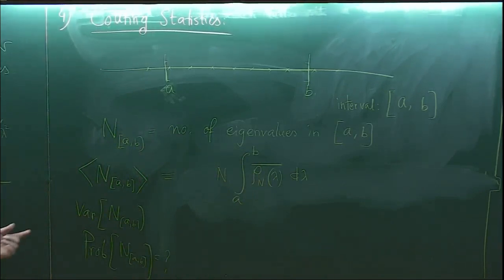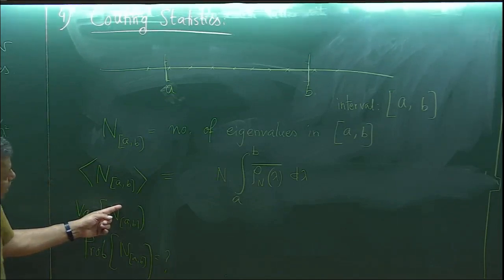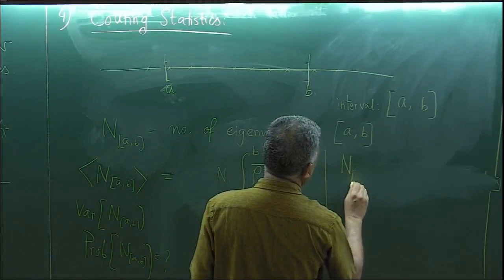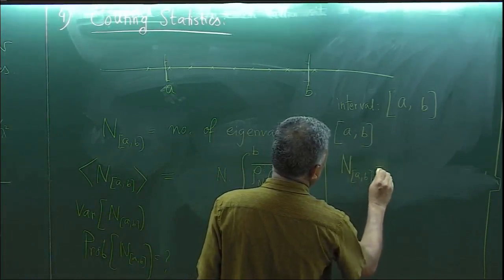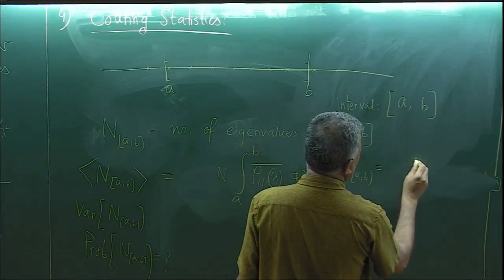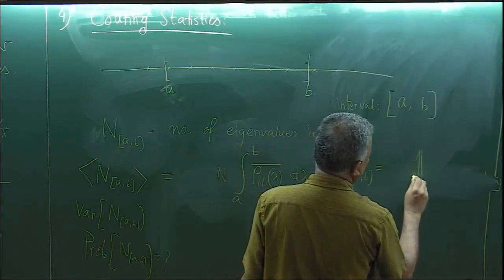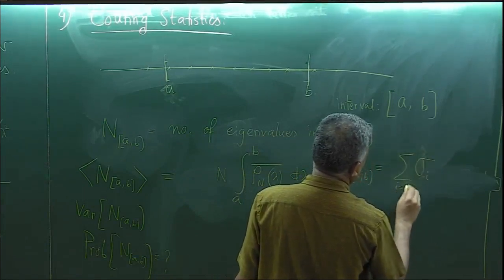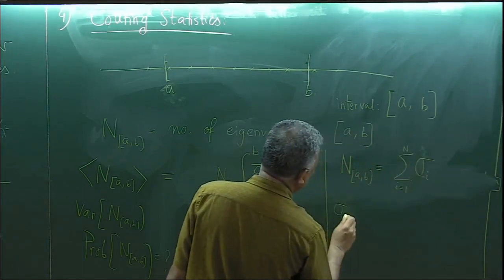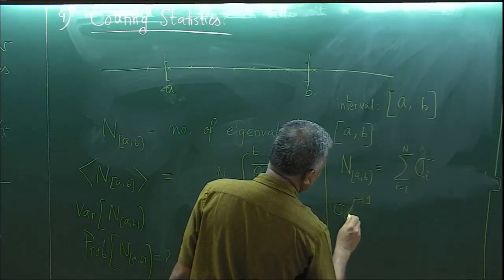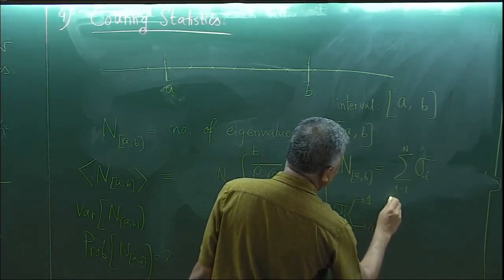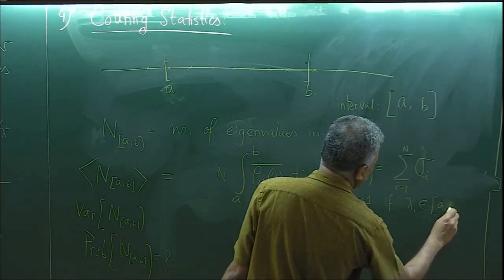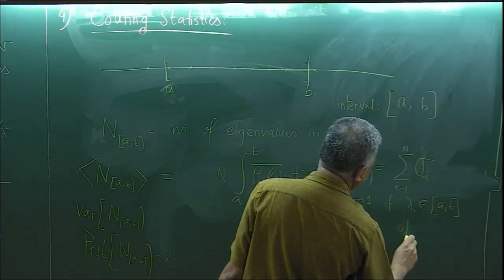If I want to calculate the variance, the second moment, say N squared, then once again, this is exactly what Joachim was doing and Sanjib was doing today also. You can write this in terms of the indicator function. For each eigenvalue, I can define sigma i, a binary variable. It's 1 or 0: 1 if the ith eigenvalue lambda i belongs to this interval AB, and 0 otherwise.